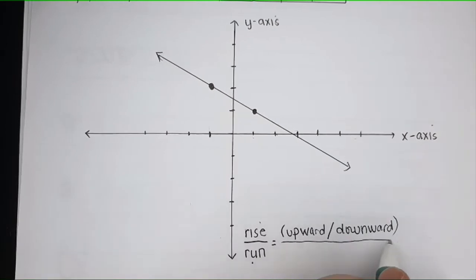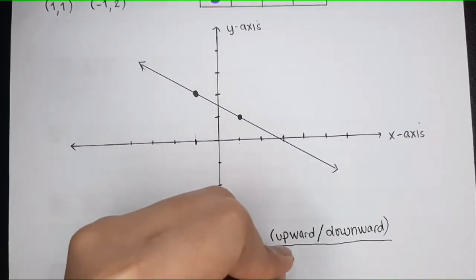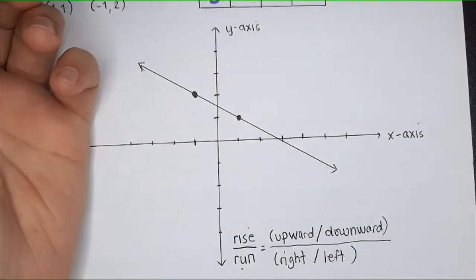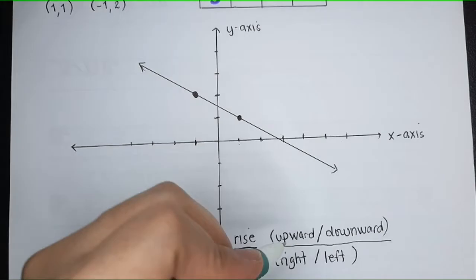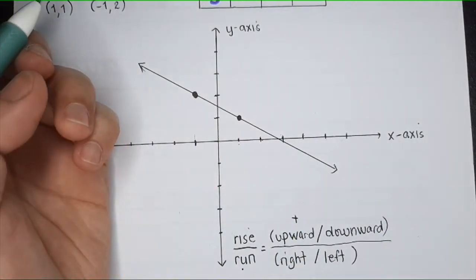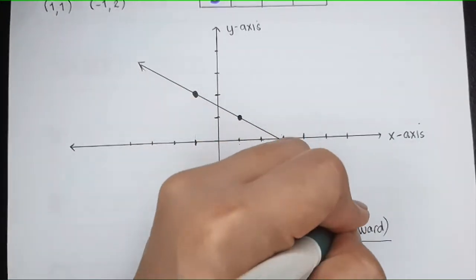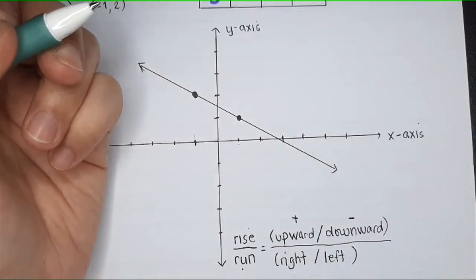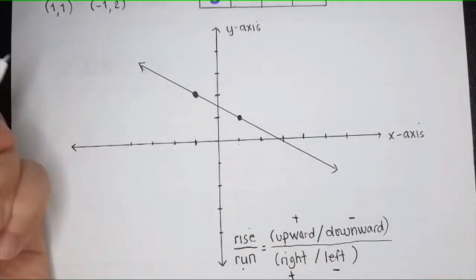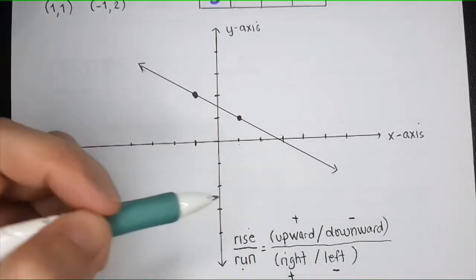So, let me write that. Okay? So, here, right or left movement of a point. Ngayon, kung upward ang movement ng point, you are going to use the positive sign. Kapag downward, negative sign ang gagamitin ninyo. Okay? Dito naman sa denominator, kapag right ang movement nung point, you use the positive sign. Kapag left, you use the negative sign.